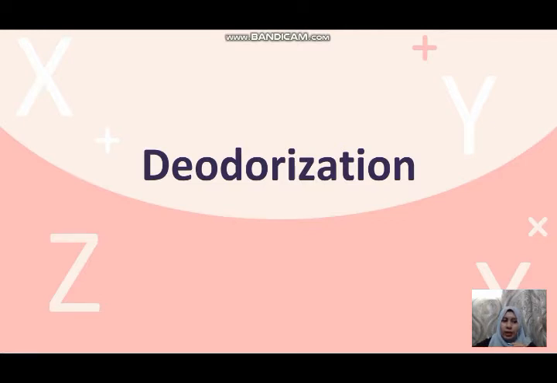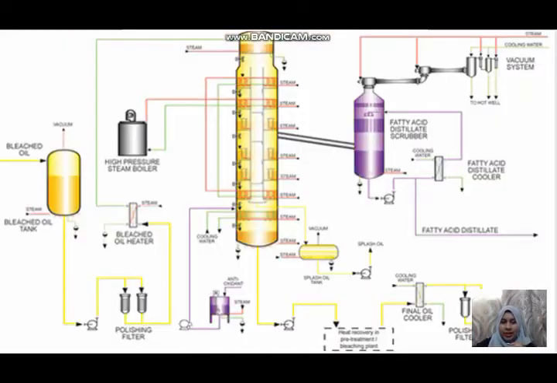Okay, as we know, deodorization process is a process where odor of a substance, unpleasant odor of a substance, will be removed instantaneously. So, in this presentation, the unpleasant odor from bleach oil will be removed, which is bleach oil will enter deodorizer, and fatty acid that cause the odor will be removed instantaneously.